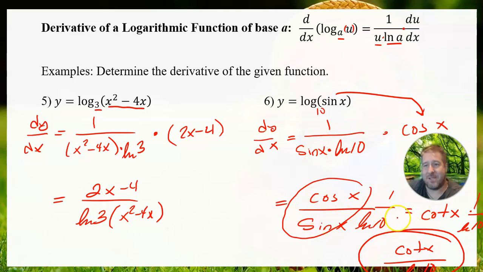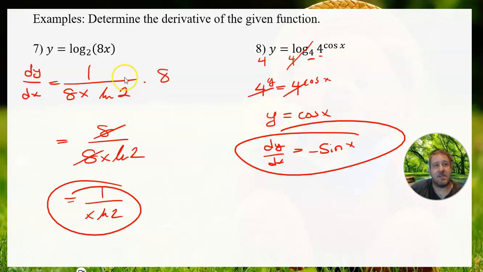You'll see that I got a little bit slick with simplifying it because cosine over sine could be turned into cotangent. So these are just ways of simplifying. And then it's 1 over natural log of 10. So it's just cotangent of x over natural log of 10. But you never know what multiple choice is going to give you.